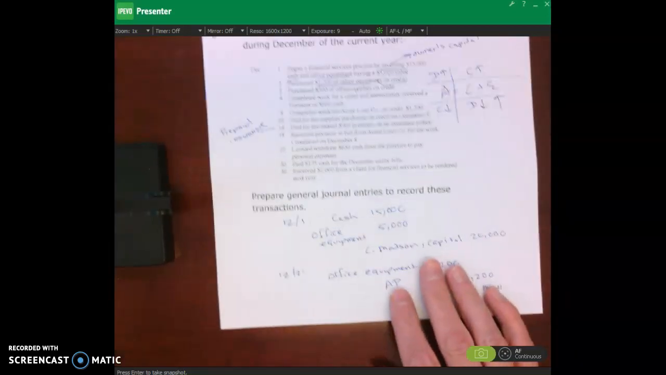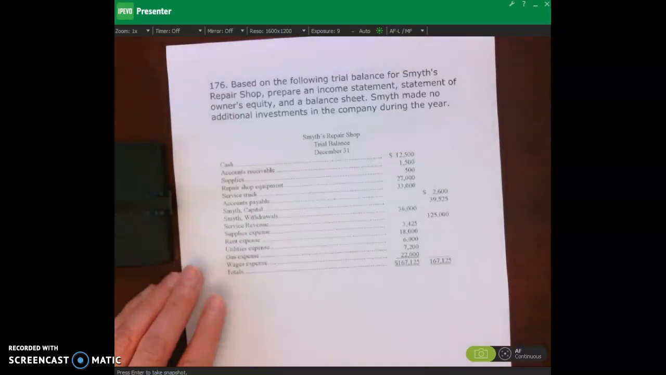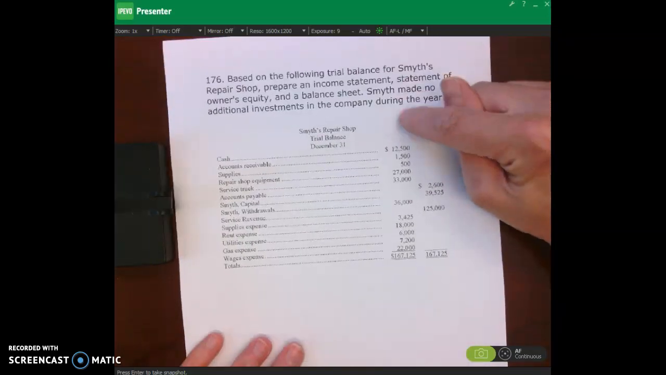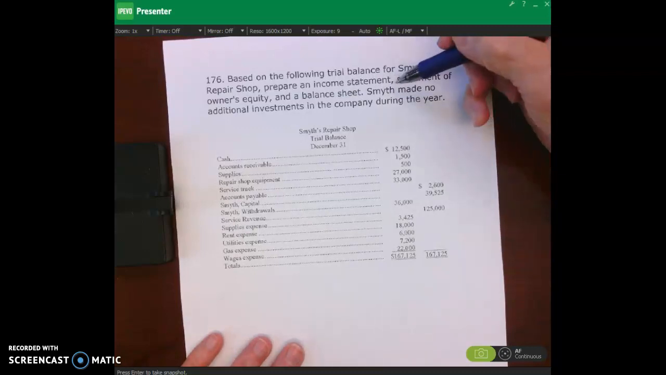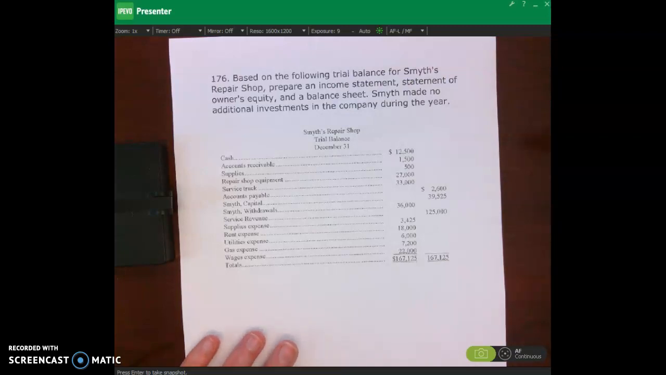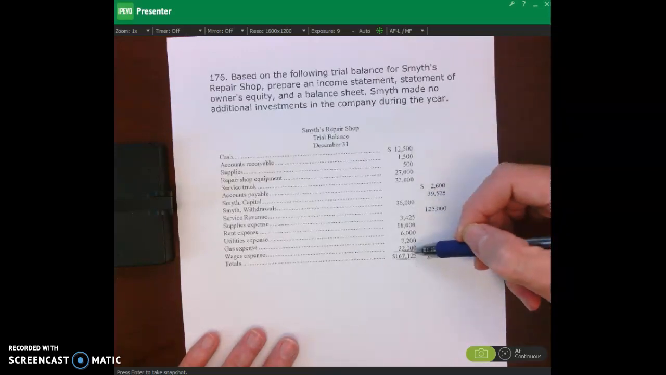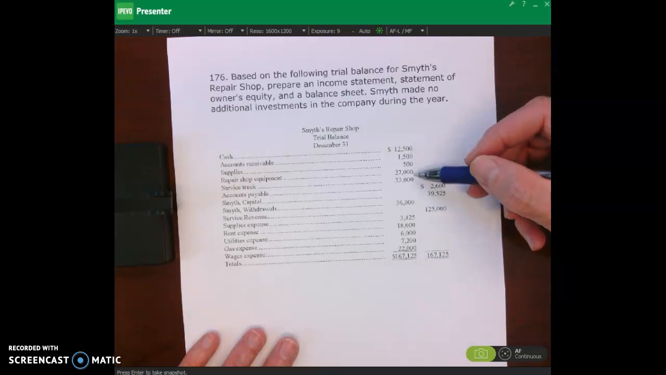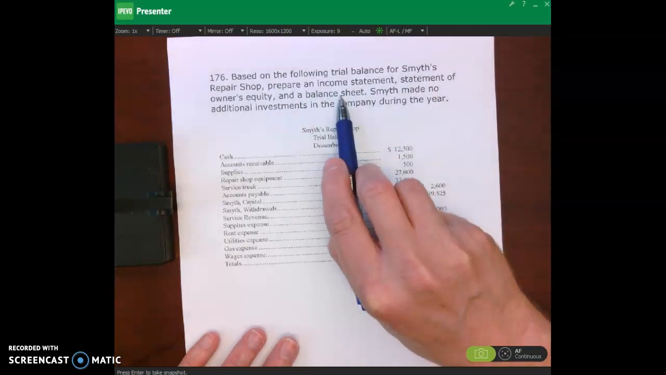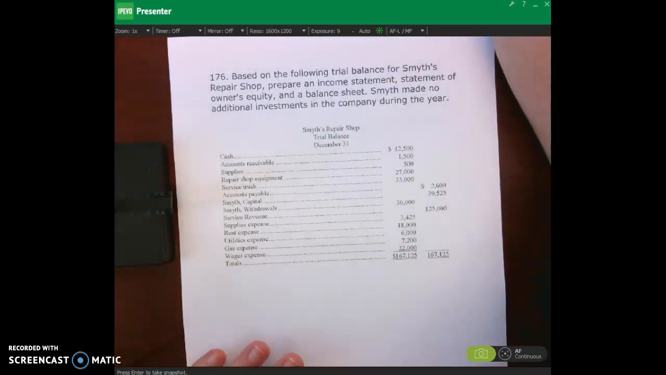So now let's come over here and look at 176. I want you to go ahead and pause the lecture video if you have not done this. I'll come back and comment on this one. What you need to do is the income statement, then the statement of owner's equity and the balance sheet. Look back in your notes for the format, and how I went through that using the values in the trial balance. Remember, you have to do the income statement first, then the statement of owner's equity, and then the balance sheet. So go ahead and give it a try, and then let's check your work.